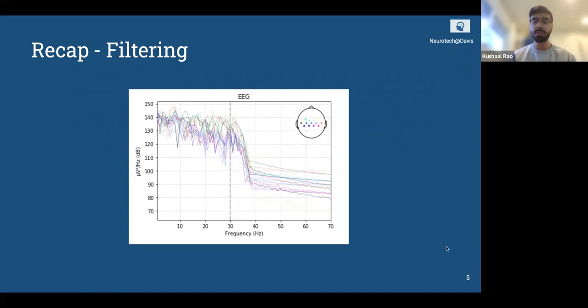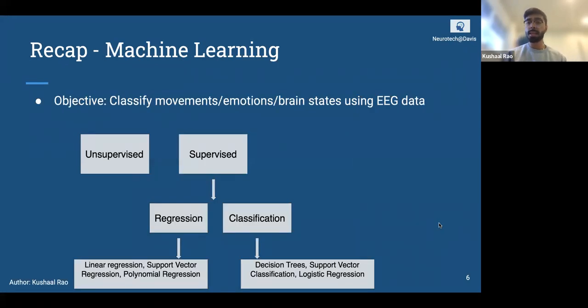So now that you have your filtered data, it's all clean. You are capturing what you want to capture, and these are your features. An important next step is machine learning. So the objective of machine learning in relation to brain-computer interfaces is to classify movements, emotions, or brain states using EEG data or whatever other physiological biosignal is being used.